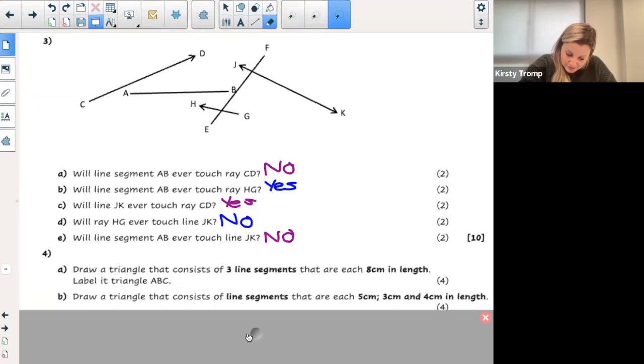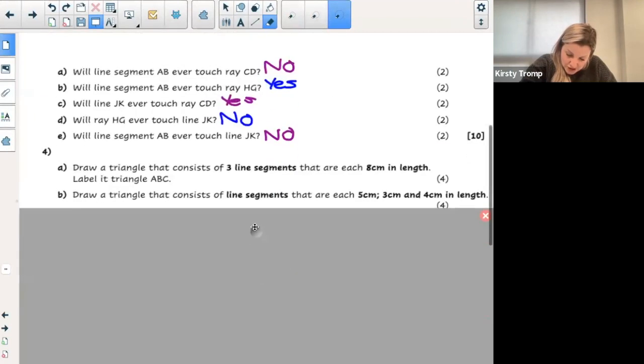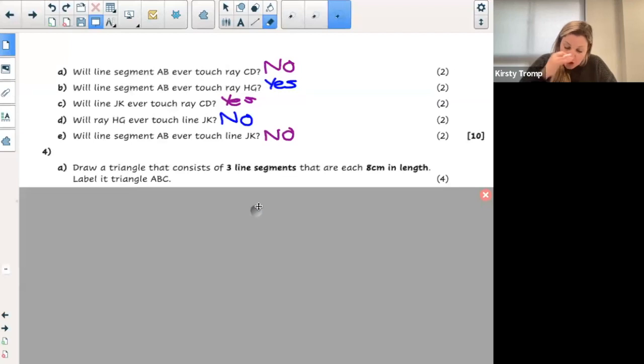So, our next question says to us, draw a triangle that consists of 3 line segments that are 8 centimeters in length and label it triangle ABC. Now, guys, we've done this before together, and I'm going to show you tonight how to do it in a different way to the way we did it before.